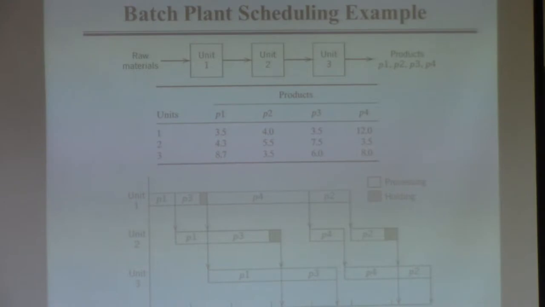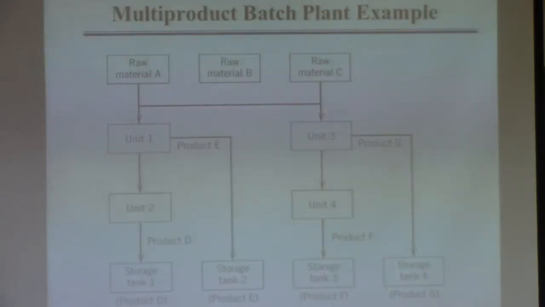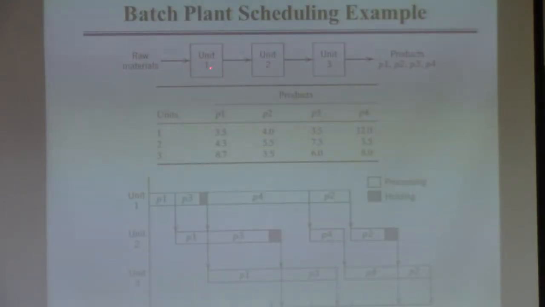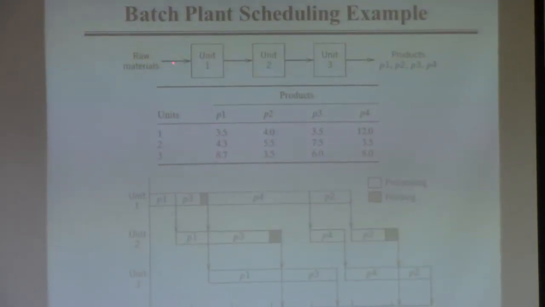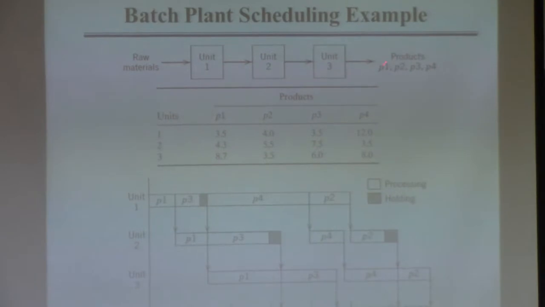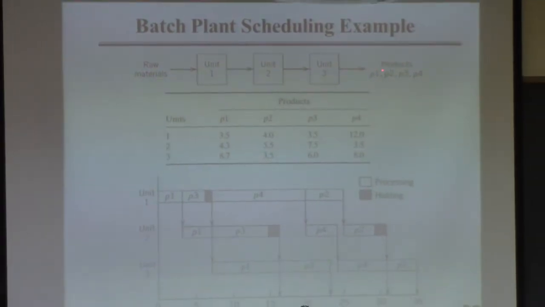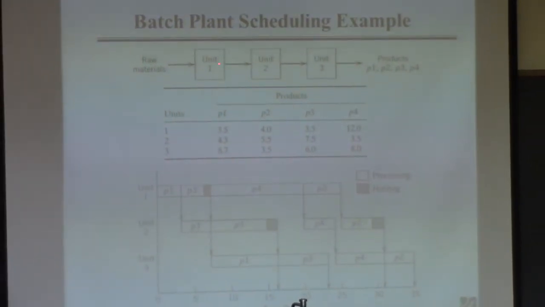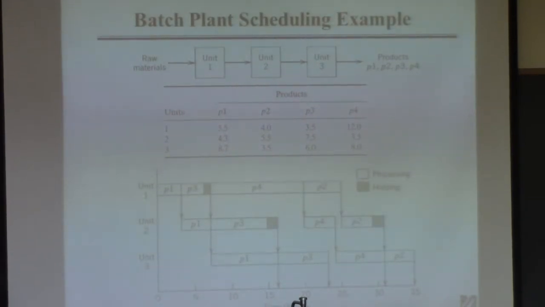And so this is actually a different example. I'm just taking these out of the book. It's a little bit simpler so I can illustrate what's involved. So we have some raw materials here. We're gonna make four products: 1, 2, 3, and 4. And they all require these three units to make them.